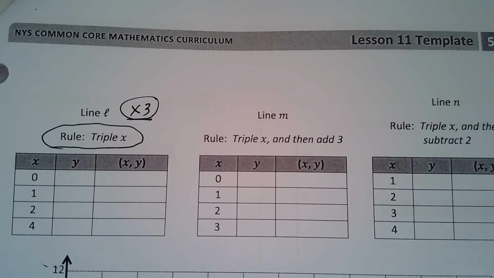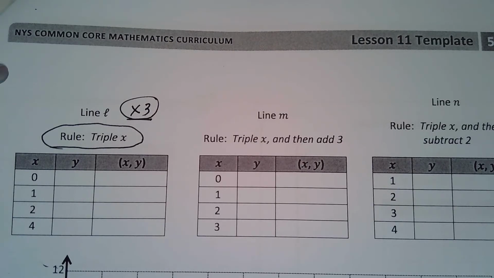So before you complete your chart and draw a line L though, what do you predict the line L will look like? So number one, it's a multiplication rule, so it will pass through the origin. The y coordinates are 3 times the x coordinates. So the line will be pretty steep.